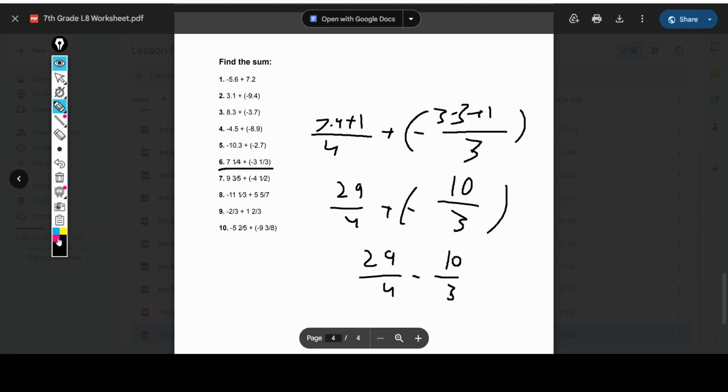And now, let me write it in pink so we don't get confused. We want them to have the same denominator. So we multiply the left one by 3 on the top and the bottom, and the right one by 4 on the top and the bottom. So the denominators will both be 12. So this new one, I'll write it over here. Sorry if it's a little all over the place. What's 29 times 3? It's 87. What's 10 times 4? That's 40. And so you get 87 minus 40 all over 12. So that would be 47 over 12. And that should be your final answer.